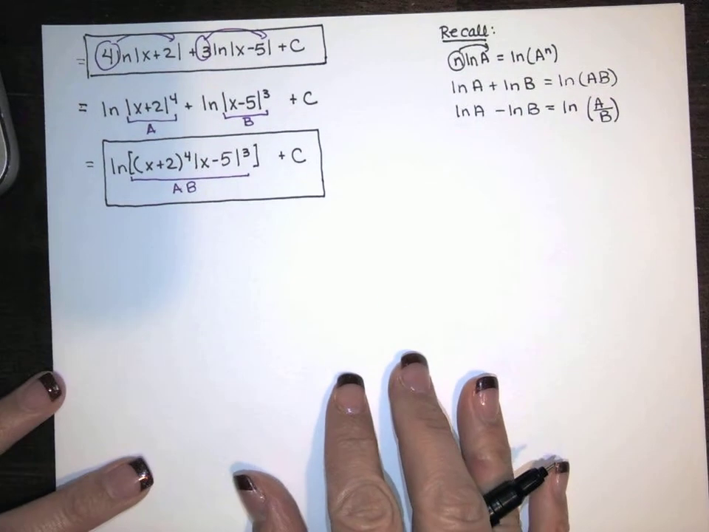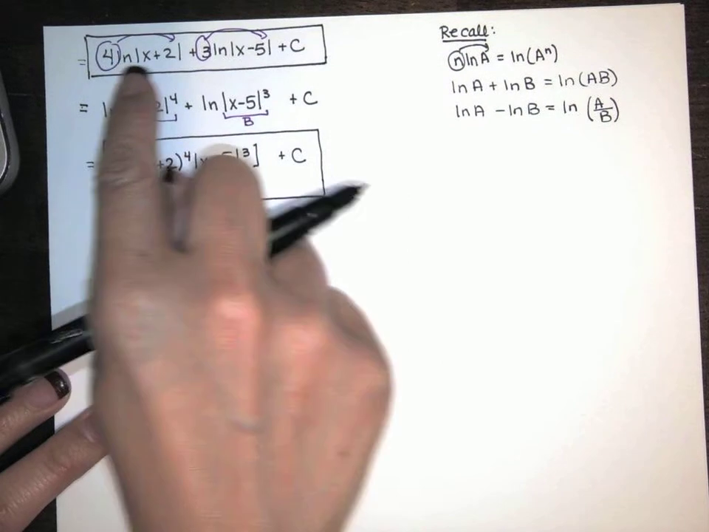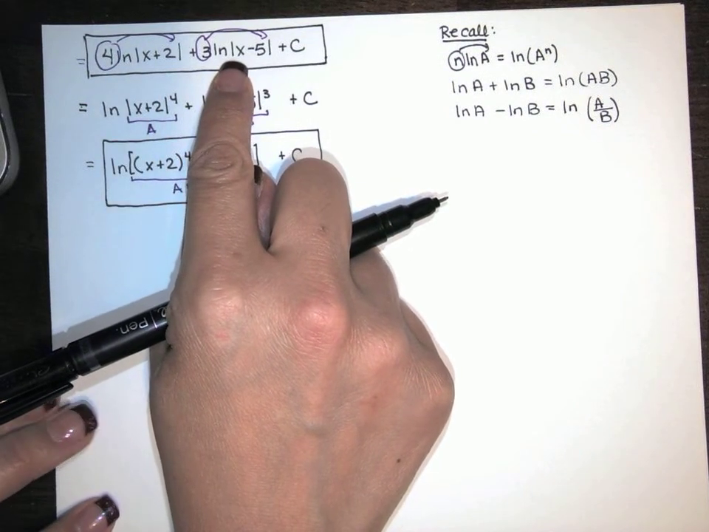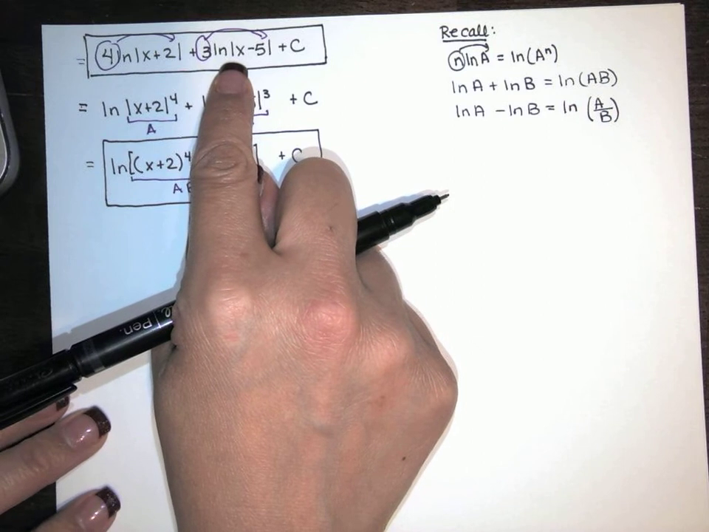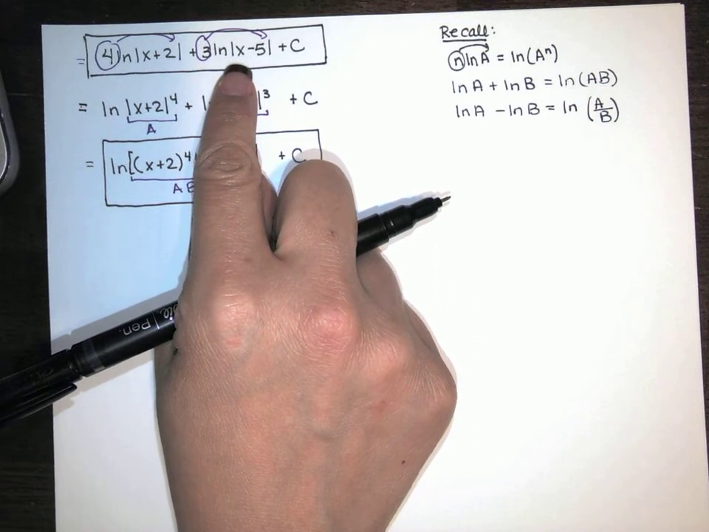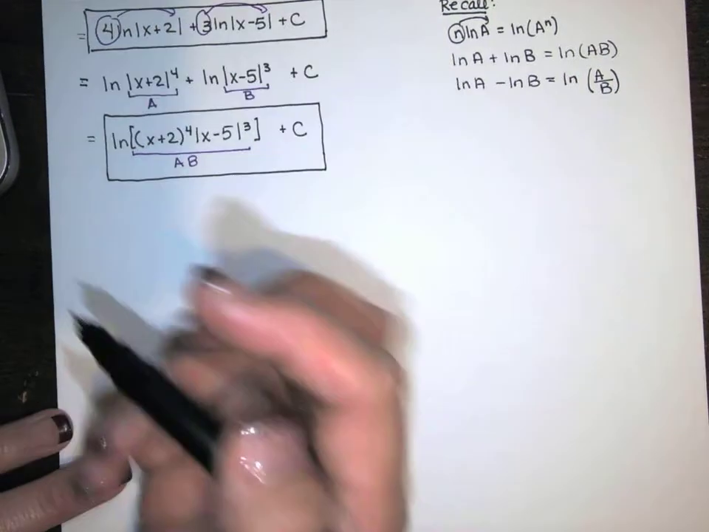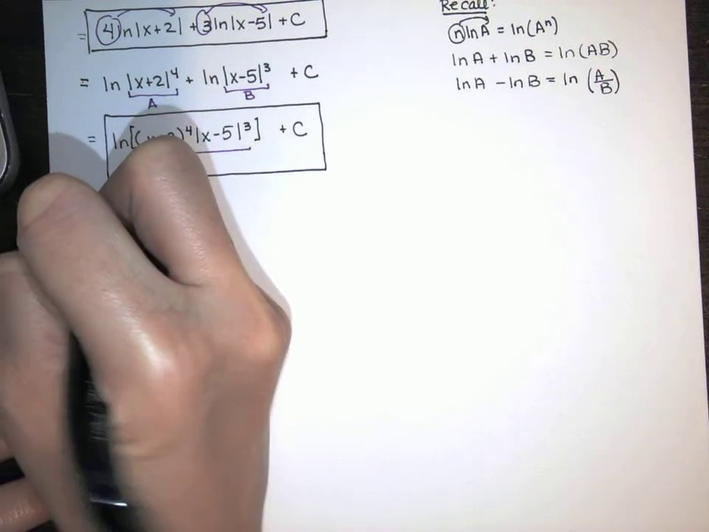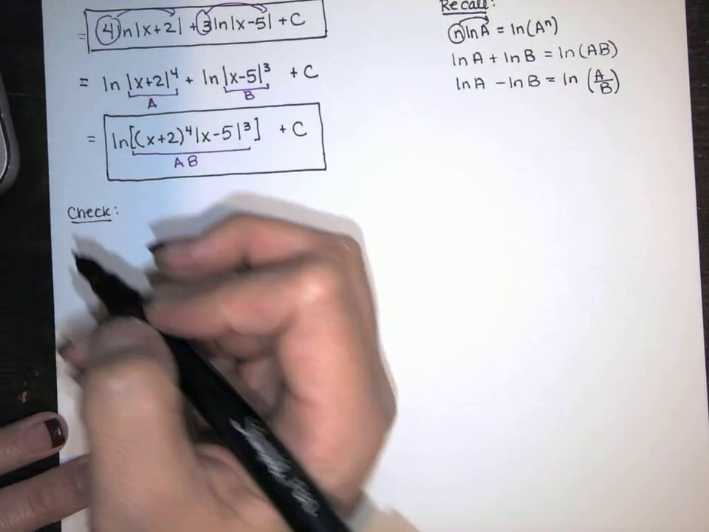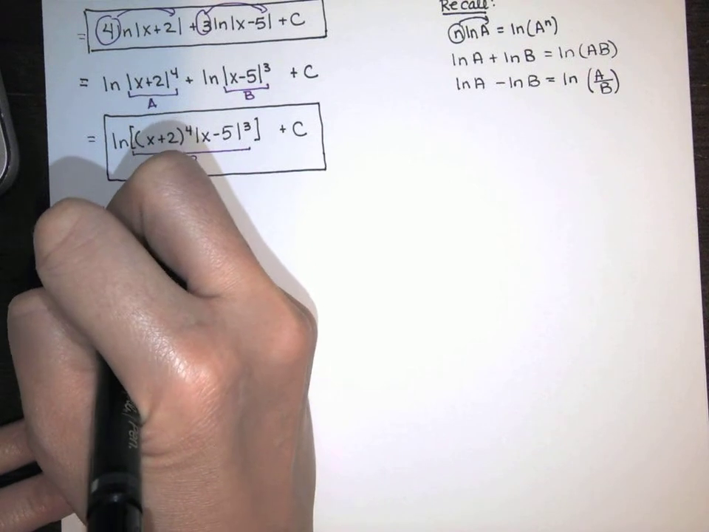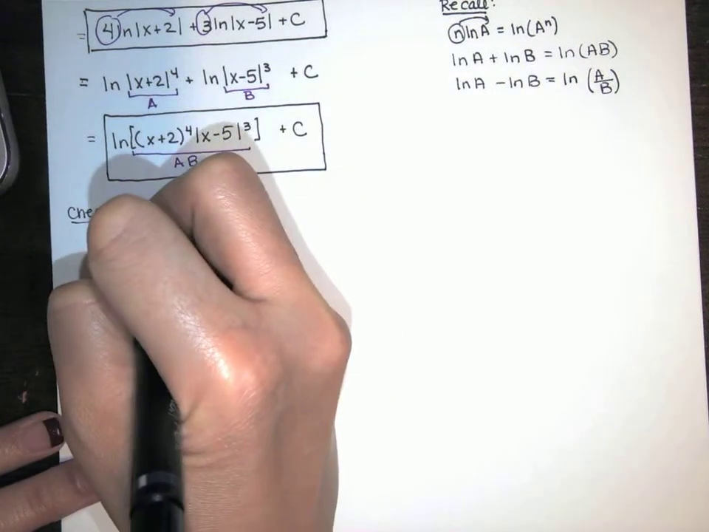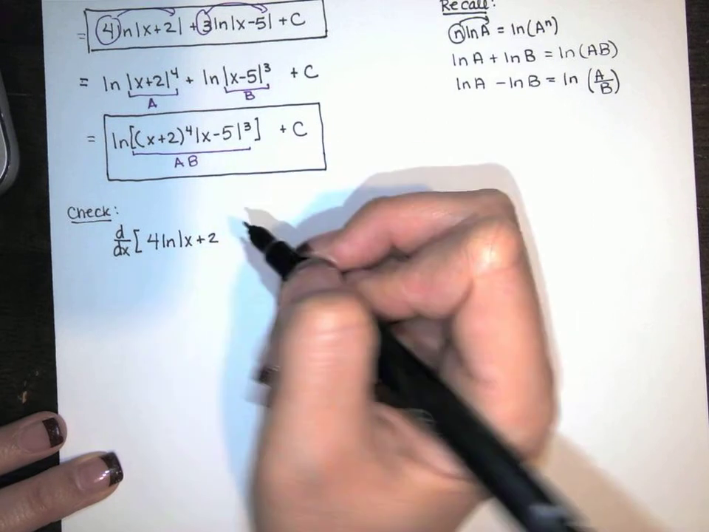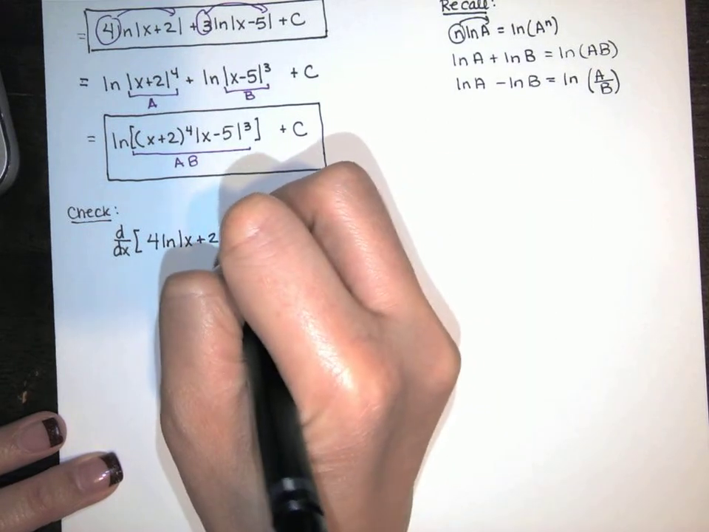A couple of things that I would like to check. I'd like to check that when I take the derivative of this, I get the right thing back, and I want to check that my partial fraction decomposition is actually equal to the original expression that I started with. So let's first check our antiderivative. If this is truly the antiderivative of our function, we should be able to take the derivative of it and get the integrand back. The derivative of the antiderivative should be the original function.